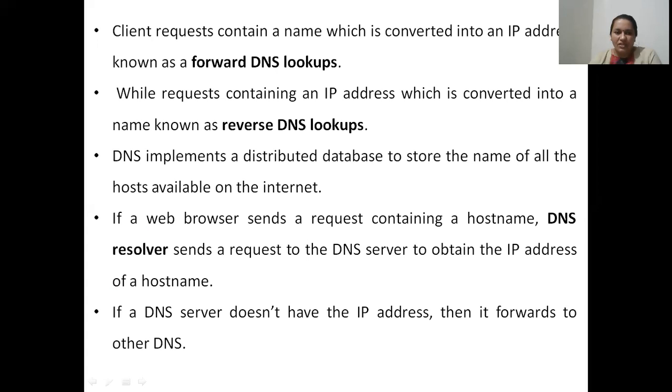If on a web browser, a request is sent by the browser containing a host name, the DNS resolver will receive this particular request and it will forward this request to the DNS server to obtain the IP address of the host name. If the IP address of the host name is not available in the DNS server, this request will be forwarded to other DNS servers in case multiple networks are interconnected on the internet.